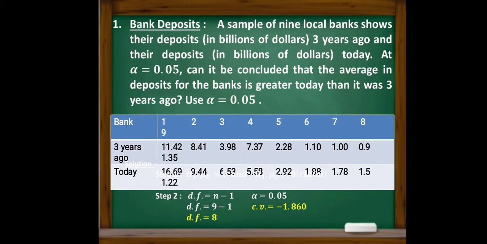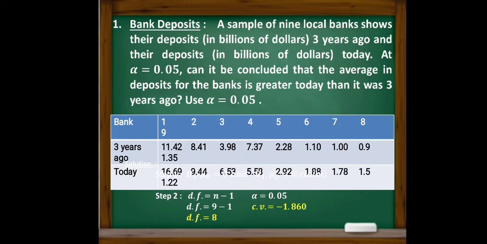Since we are interested to see if there has been an increase in deposits, the deposits 3 years ago must be less than the deposits today. Hence, the differences must be significantly less 3 years ago than they are today. So, the mean of the differences must be less than 0. And our claim is our alternative hypothesis. Alright, let's proceed to step 2.